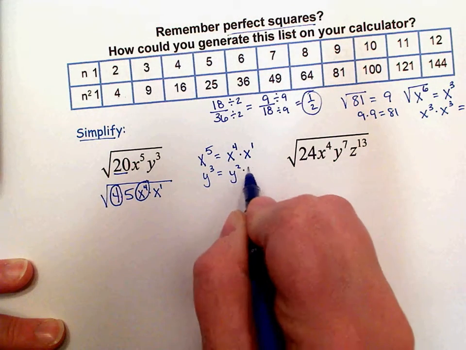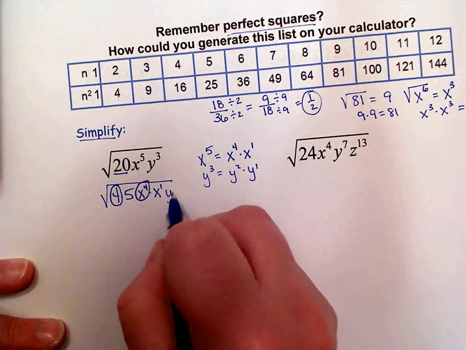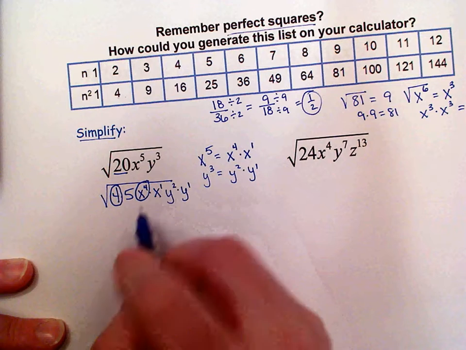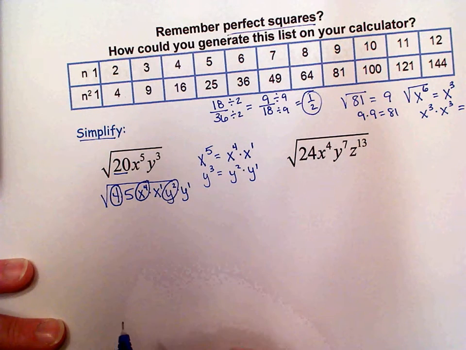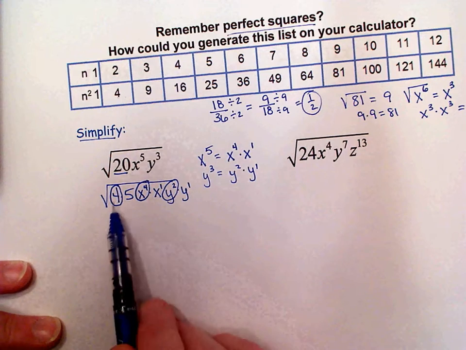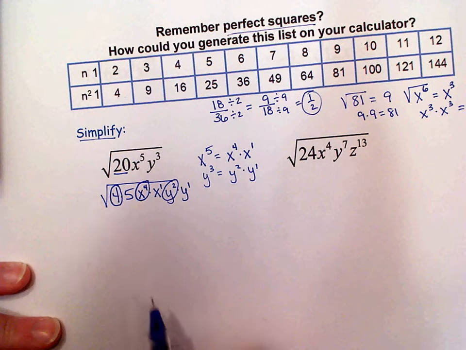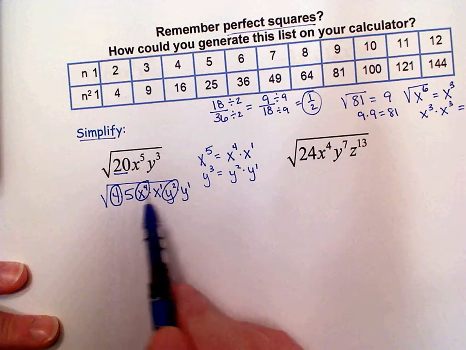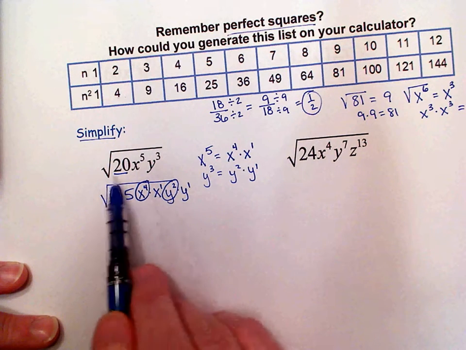So I'm going to separate y to the 3rd into y to the 2nd times y to the 1st, because y to the 2nd power is an even exponent, so it's a perfect square. I always circle my perfect squares so I can see what numbers I need to take the square root of and bring them outside the radical.